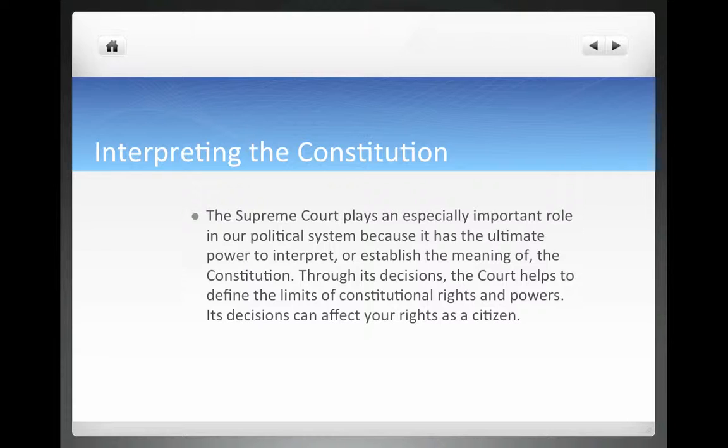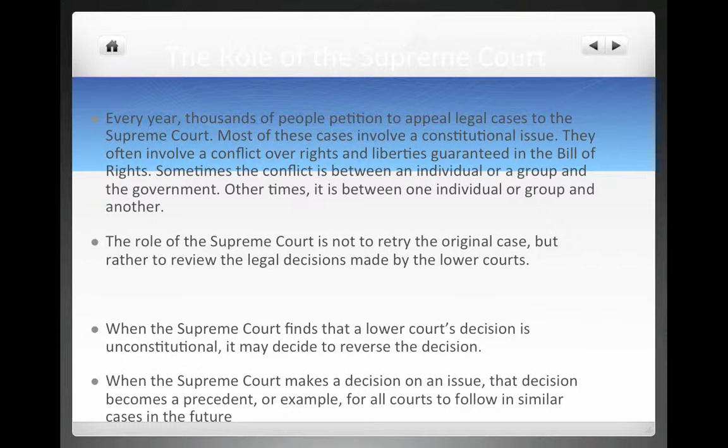So the Supreme Court plays an especially important role in our political system because it has the ultimate power to interpret or establish the meaning of the Constitution, and through its decisions, the court helps to define the limits of the constitutional rights and powers. Its decisions can affect our rights as citizens, and it has in the past, as you'll learn as we go through the different court cases.